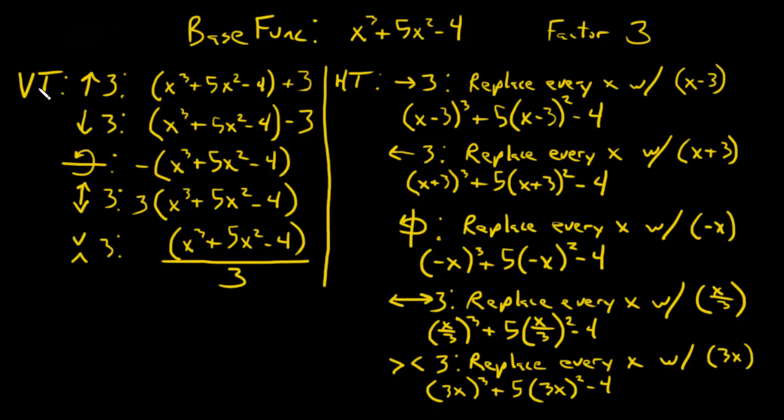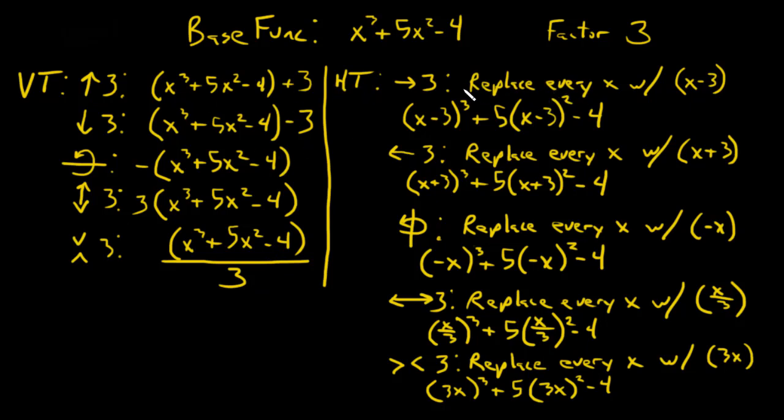If it is a vertical transformation, put the whole thing in parentheses, the whole function. If I want to shift it up, I add. Down, I subtract. Flip it, I put the negative sign in front of the whole function. Stretch it, I multiply it. Shrink it, I divide. If it is a horizontal transformation, it is the exact opposite of what I would think would make sense.